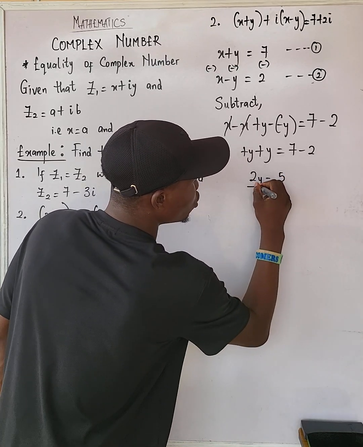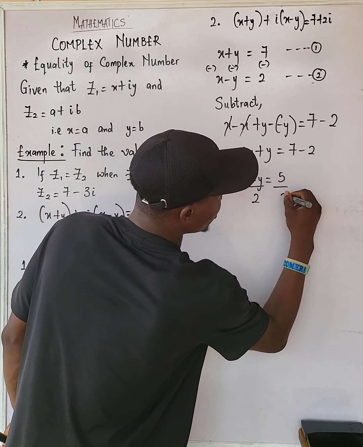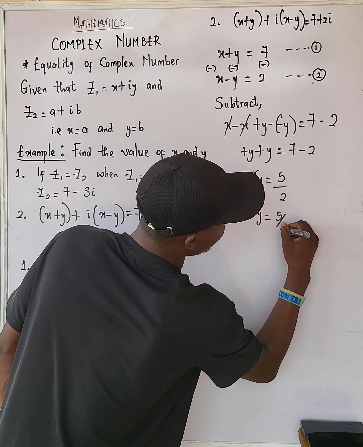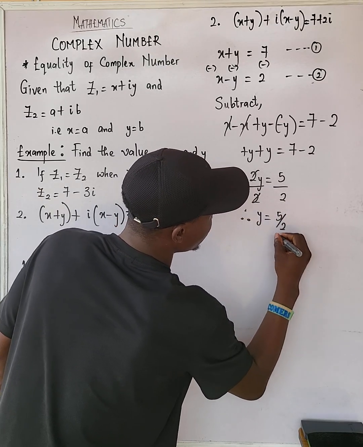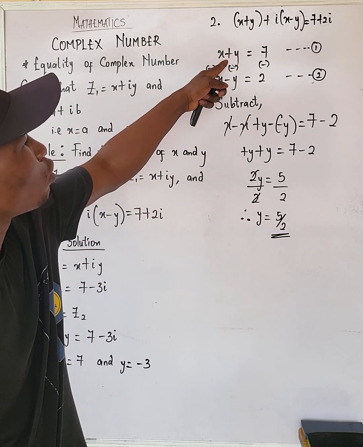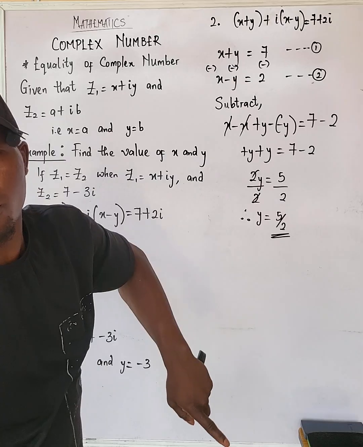Right? So what do you do? I'm looking for y. I will divide both sides by what? By 2. Then y is equals to what? 5 over 2. Therefore, y is equals to 5 over 2. So I've gotten my y. So I will put the value of y into any of the equation, either equation 1 or equation 2, to get the value of what?